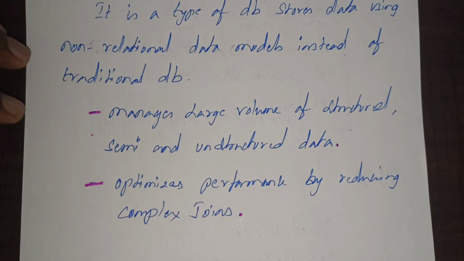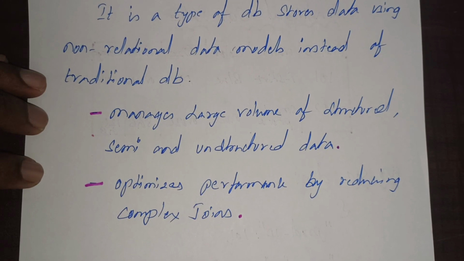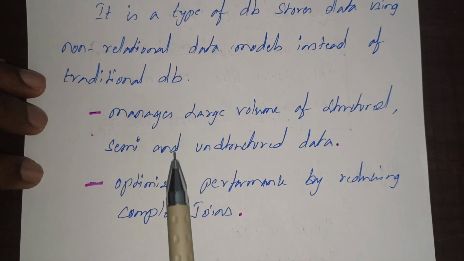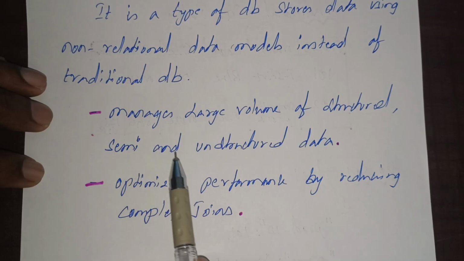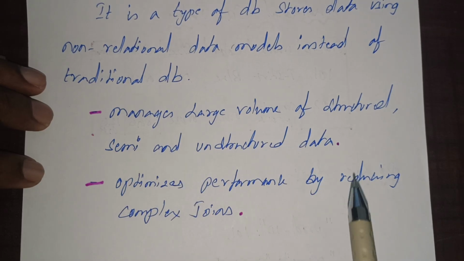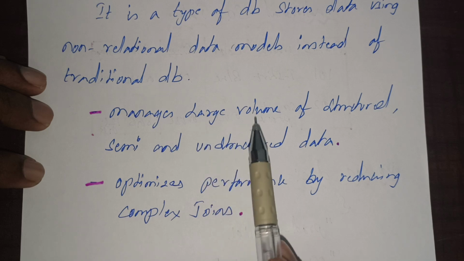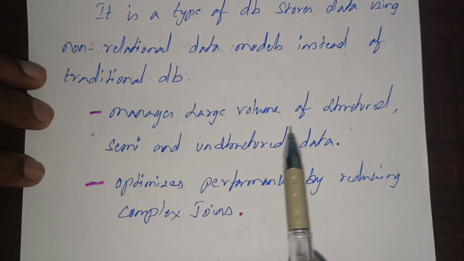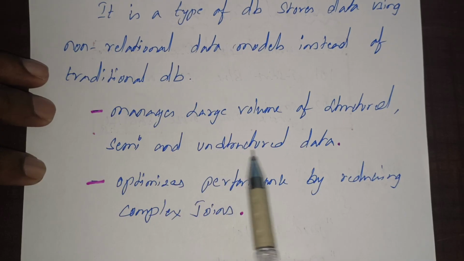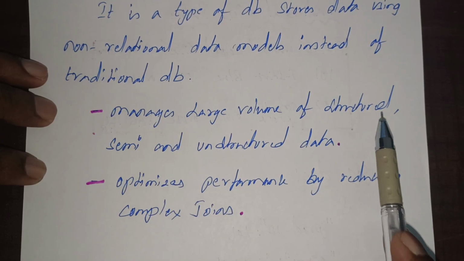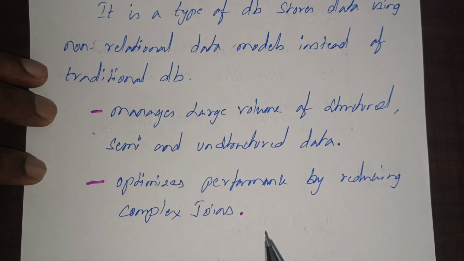Here we can see one important point: it is designed for effectively managing large volumes of structured, semi-structured and unstructured data models. So it is going to handle all three, not only a specific model. SQL projects structured databases, but since NoSQL is a non-relational data model, it is also able to manage semi-structured and unstructured data.